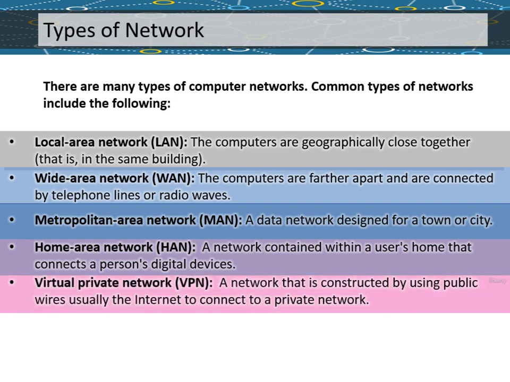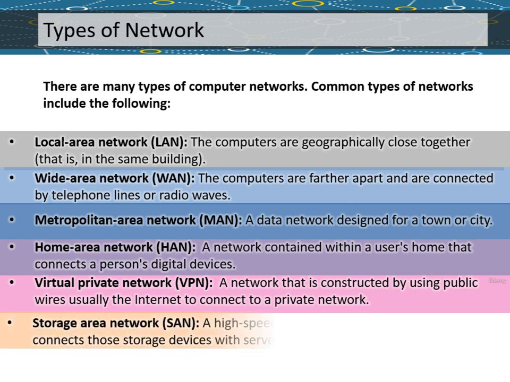Virtual Private Network, VPN. A network that is constructed by using public wires, usually the internet, to connect to a private network. Storage Area Network, SAN. A high-speed network of storage devices that also connects those storage devices with servers.